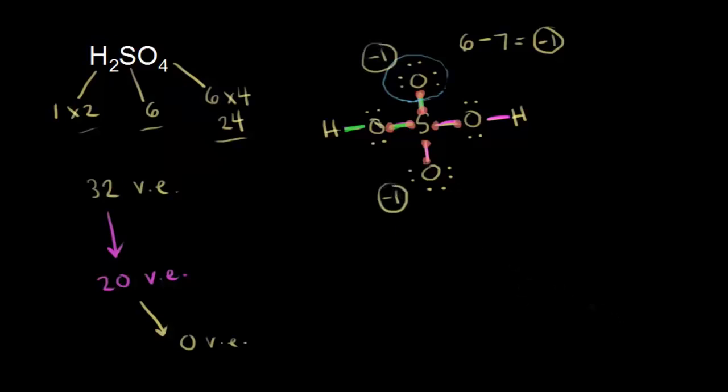Let's look at the sulfur. All right, so if we examine the sulfur here, we know sulfur's in group 6 on the periodic table, so normally 6 valence electrons for the free atom.